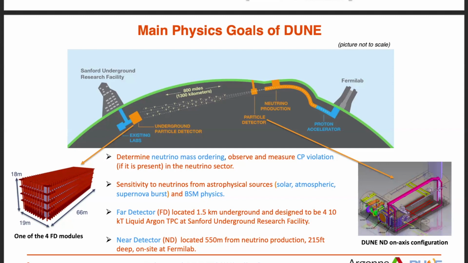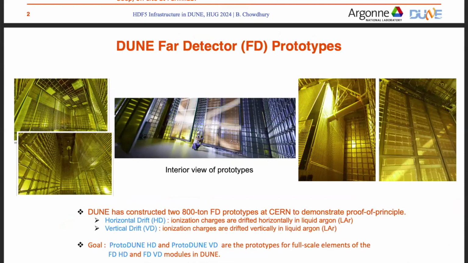Okay, so this is actually one of those 4 far detector modules. DUNE is currently prototyping 2 detectors. One is ProtoDUNE HD and the other one is ProtoDUNE VD. And both the detectors are currently sitting at the CERN neutrino platform in Geneva, Switzerland. These are some interior views of our prototypes.